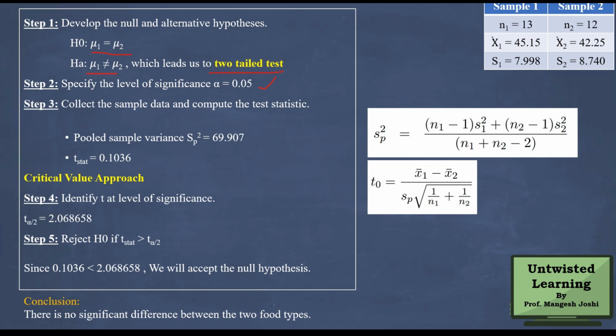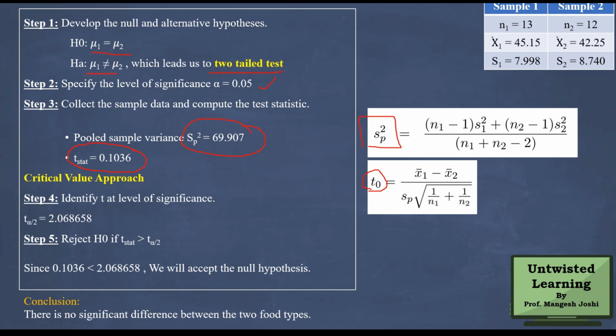Now when population standard deviations are assumed equal, you have to calculate the pooled sample variance. The formula for calculating pooled sample variance is n1 minus 1 into s1 square plus n2 minus 1 into s2 square, divided by n1 plus n2 minus 2. And you have to calculate the value of t statistic using this formula. The pooled sample variance comes out to be 69.907 and the t stat comes out to be 0.1036.